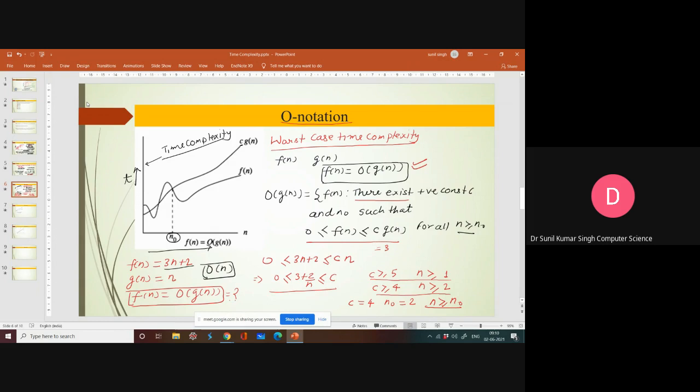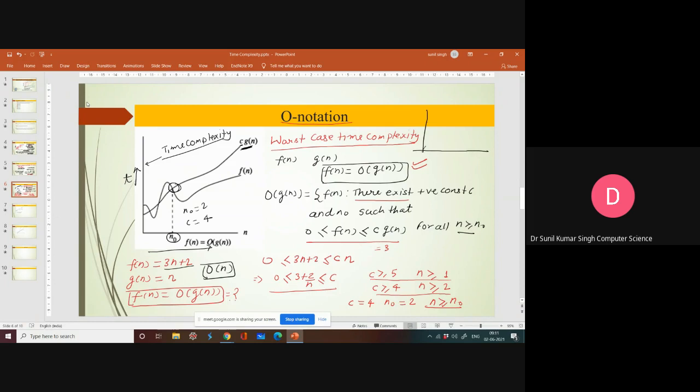And this is the graph indicated here. c g(n) is, let's say, the upper boundary for it, and f(n), after this particular value n naught, is always going to lie below c g(n). And what is the value of n naught? If we look here, n naught will be 2 and c is chosen as 4. Once again, it is not necessary to have the graph like this only. You can have some other graphs also.